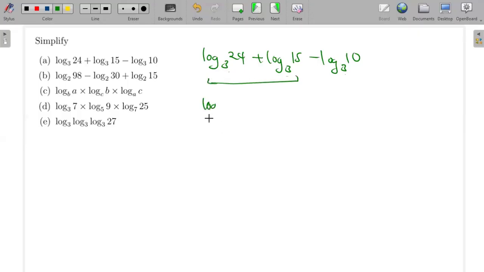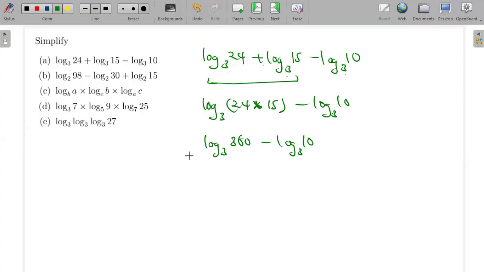So I'll say this will be log base 3, and then you have 24 there. So since they are adding, I can bring them back together by multiplication. So this is multiplied by 15, then negative log base 3 of 10. So when I multiply 24 multiplied by 15, I just get 360. So this here is going to be log base 3 of 360 minus log base 3 of 10.